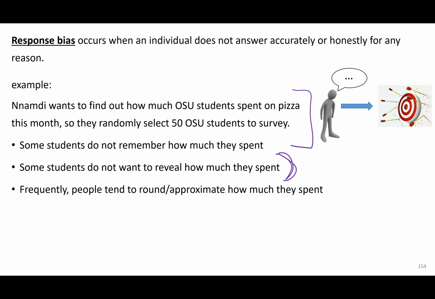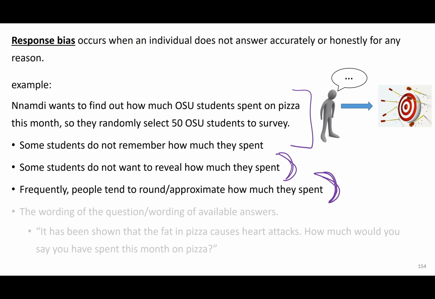A really common one is people tend to round or approximate. So if you spent $13.96 on pizza, you're probably more likely to say $14 or even $15. Humans in particular, we have a tendency to round things to the nearest 5 or even 10. So this can definitely contribute to inaccuracy here.